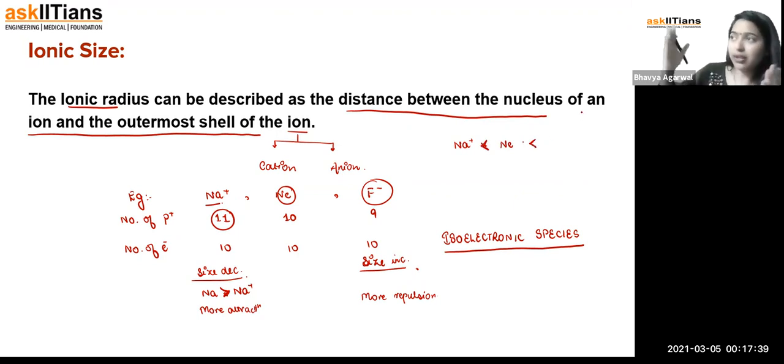So repulsions will make the electrons move away from the nucleus. And if they go away from the nucleus, what will happen? The size will increase. So this is your simple order of atomic size.